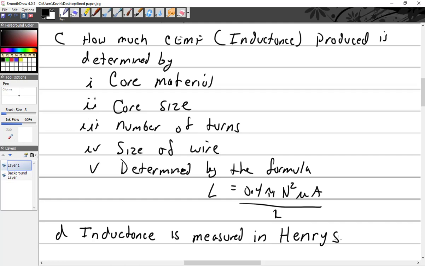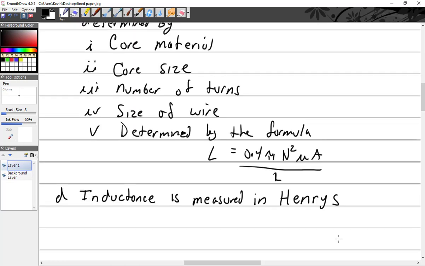Named after Joseph Henry, partner to Michael Faraday, who gets the honor of capacitance, which is measured in farads. I'm not going to write down that it was named after Joseph Henry, so we're going to skip right down to: Henry is defined.